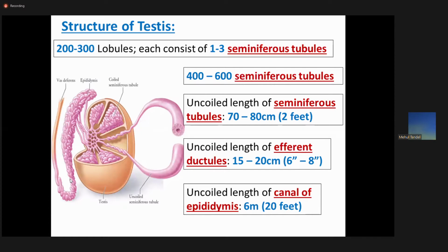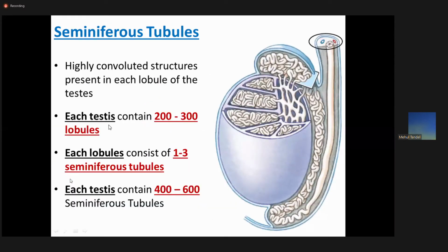Okay, and the uncoiled length of the canal of epididymis is 6 meters. Now, what is seminiferous tubule?